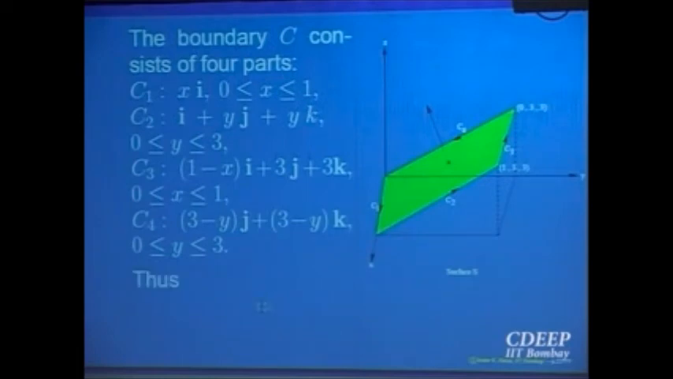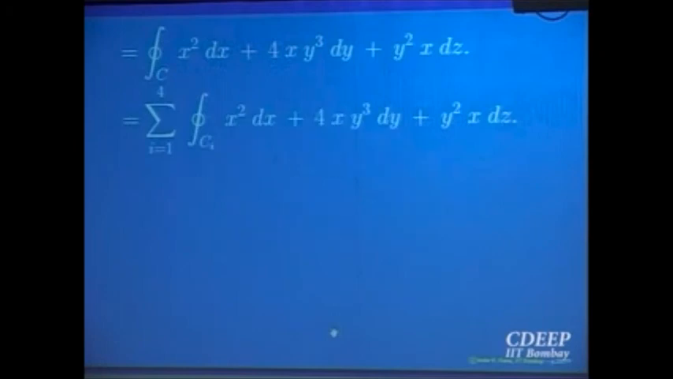Okay, so now write down, once you have written down the parameterization, computing is easy. You have to just write down the 4 integrals and compute them. So over C1, C2, C3, C4, put the appropriate values of dx, dy and functions, right, and compute. So that computation is there.